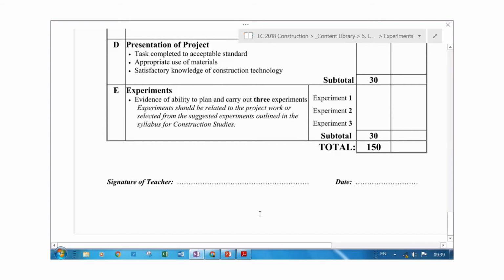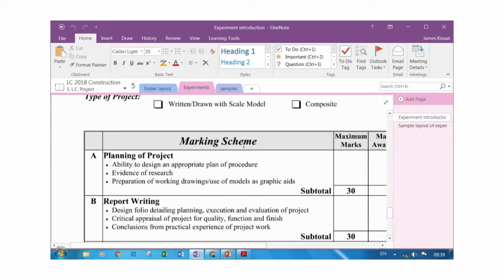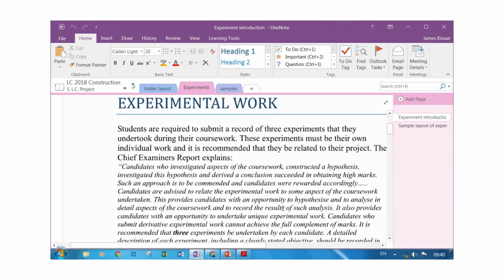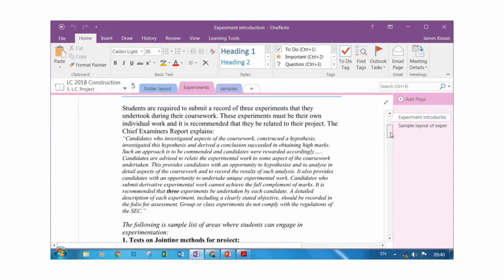Okay. Now, next thing here that we look at is the marking scheme. Next thing here is looking at these experiments here. Now, what we have here, the first piece here, this here is just the chief examiner's report. Now, this comes out every year based on looking at candidates that have done construction studies and what they have to have in the experiments and what has been corrected. Now, the main thing that is said by the chief examiner is that students must undertake 3 experiments.